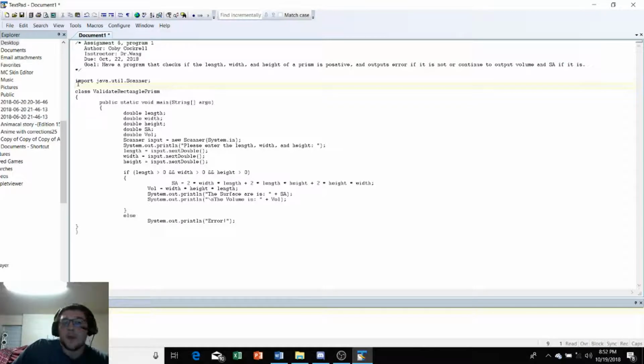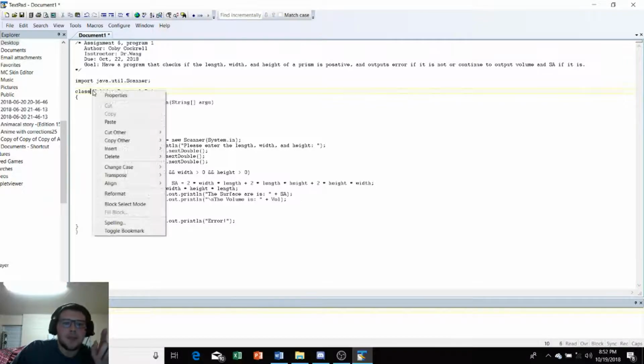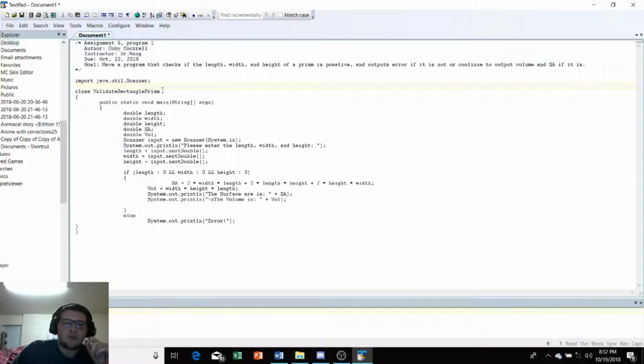Class. Well, first, we're going to import what we think we need. Obviously, all I think I need is Scanner. I don't think I had to do it to 2 decimal places. Class is ValidateRectanglePrism. Remember, always name your classes relative to what they will be doing, what functions they'll have inside of them. Public static void main String[] args.